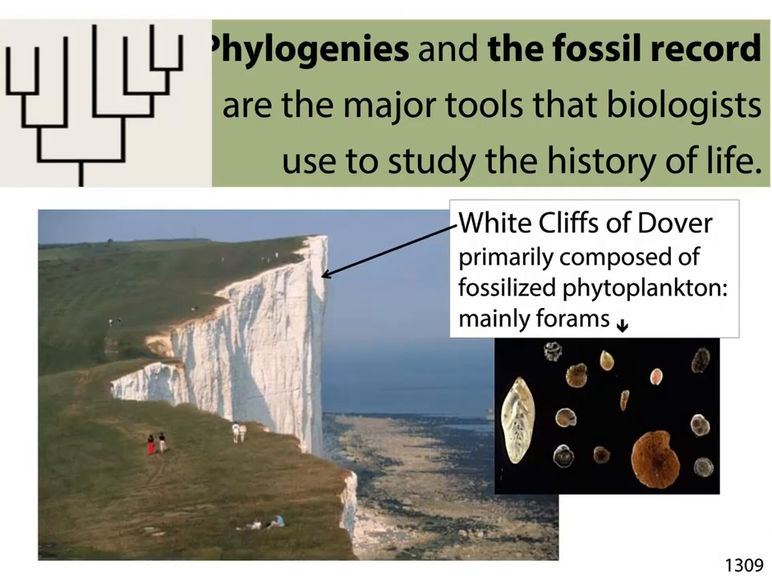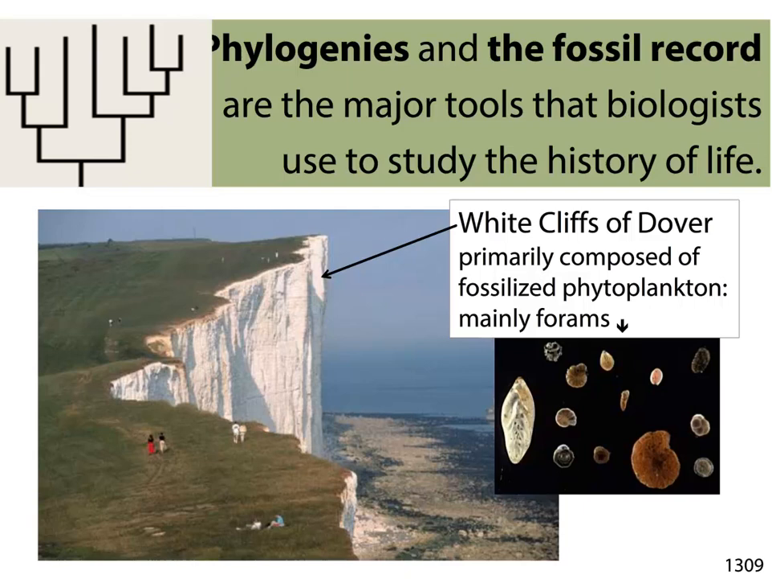Now, the reality is that the phylogenies that we have and the fossil record are the major tools that biologists will use to study the history of life. And the history of life is incredibly broad, and we try to do the best we can to figure out what the environment was like back there and who evolved when and so forth.